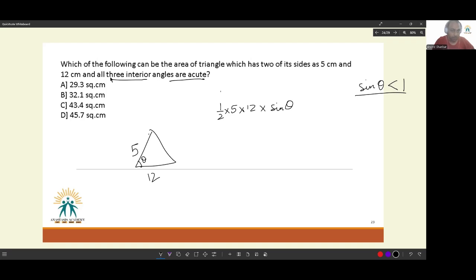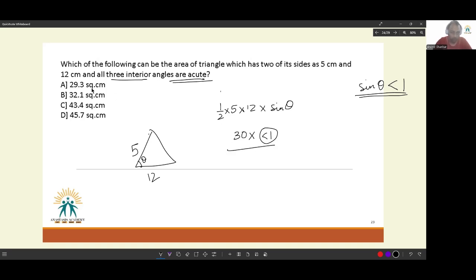Why will it be less than 1? Because all the three interior angles are acute. If the interior angles had not been acute, if one of them had been 90 degrees, then the maximum possible value of sine theta, 1, could have been achieved if this interior angle was 90. But because all three interior angles are acute, I know sine theta has to be less than 1, which means 30 into something less than 1 is happening.